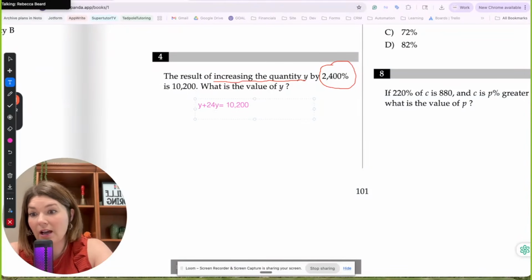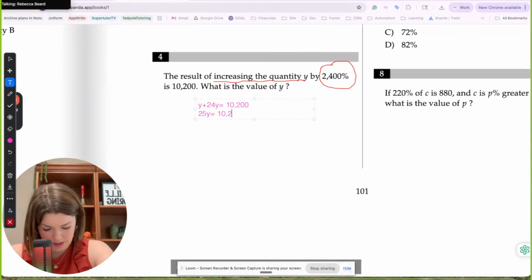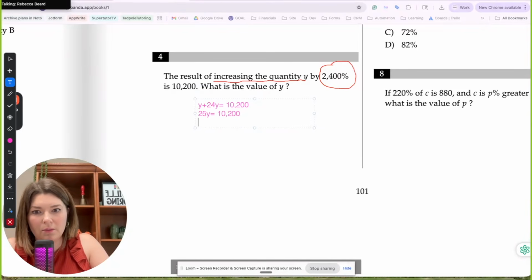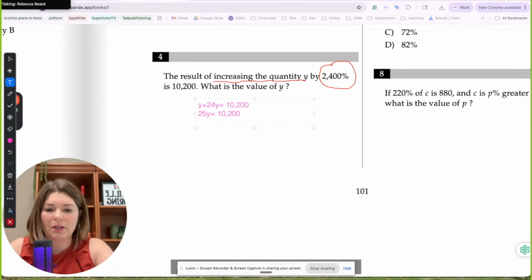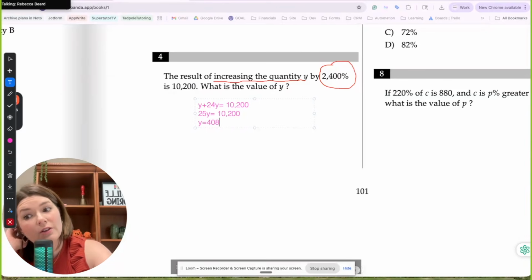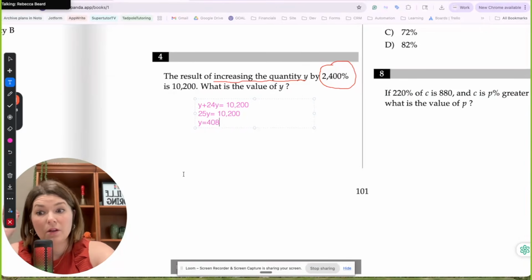And just like basic algebra, you would combine like terms, which would equal the 10,200. And then whenever you go ahead and solve it down and type it in on your calculator, I'm going to confirm right here, 200 divided by 25, that is going to be y equals 408. So very simple, but commonly missed, and I see this one a whole lot on the SAT.